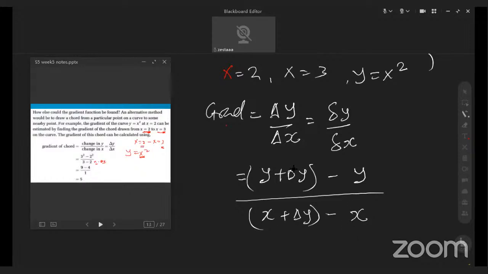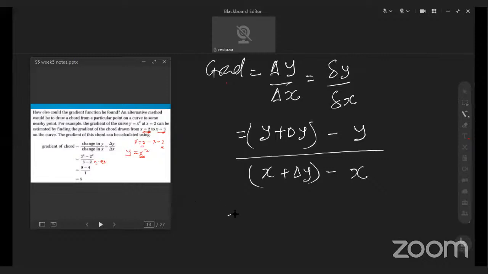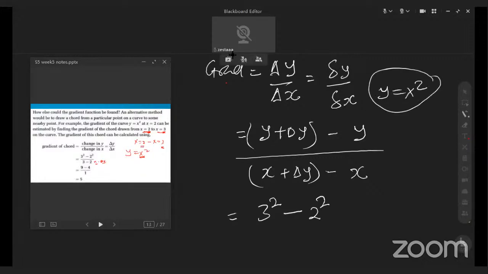So what does this mean? Your change in y, remember we said our y is x squared. So in so doing, and we have the changes here, when we substitute, the change is three squared, which is where we've reached, minus the two squared. The two squared, remember the square, please, I want to emphasize that the square is coming from this. This is where it is coming from.